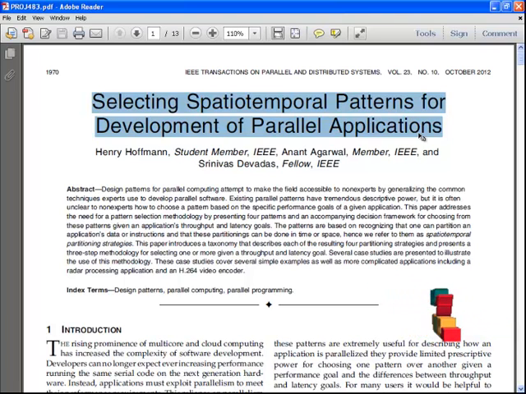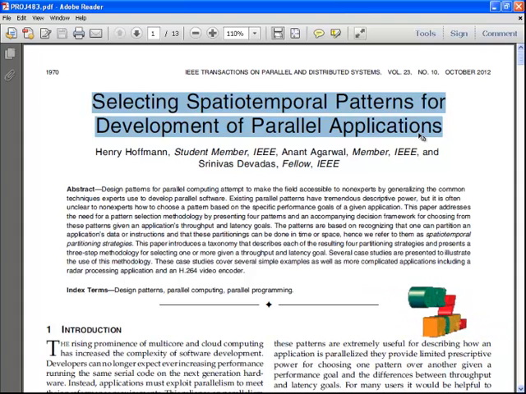Patterns of parallel computing attempt to make the field accessible to non-experts by generalizing the common techniques. We propose spatiotemporal partition strategies. We are using four types of partitions: STP, SIP, partition tree, and radar process. We are using spatial data. The data is the water level data we have mentioned as spatial data.